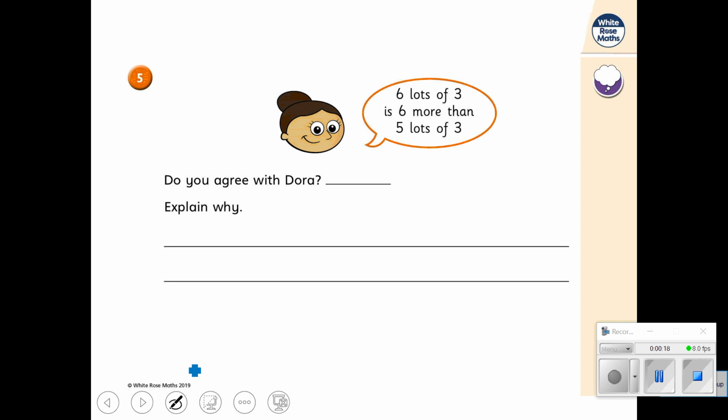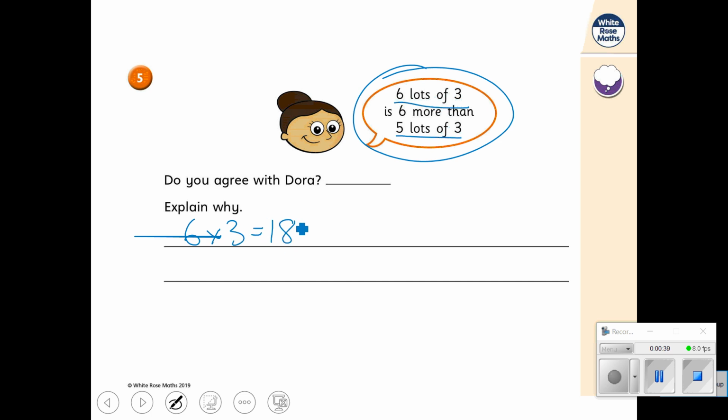So to begin with, we need to look at this statement. Dora is saying that 6 lots of 3 is 6 more than 5 lots of 3. So we need to decide whether we agree with Dora or not. I'm going to start by working both of those questions out. So 6 lots of 3 I know is 18, and 5 lots of 3 I know is 15.